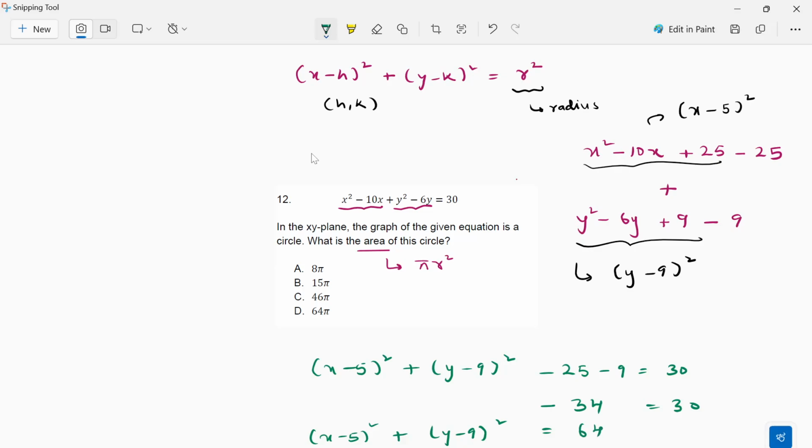Now if we compare this equation with the standard form, that means the radius is 8 units. And then the area of the circle is going to be pi times r square. R square is going to be 64, so 64 pi is the correct option.